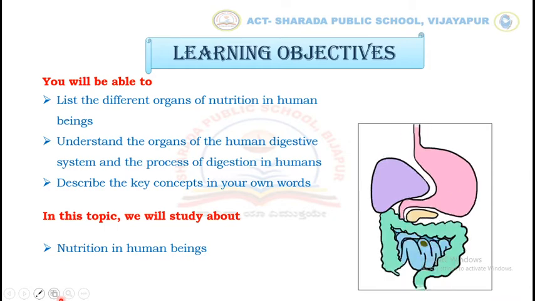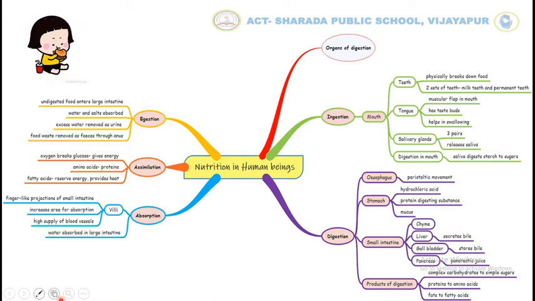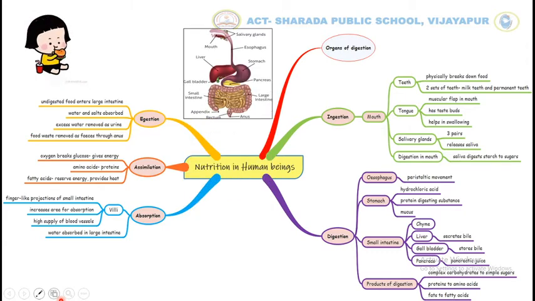Let us understand the topic with the help of a mind map. Nutrition in human beings is possible because of a group of organs. The organs of digestion are mouth, salivary glands, esophagus, liver, stomach, pancreas, gallbladder, small intestine, large intestine, rectum, and anus. The appendix is a vestigial organ.